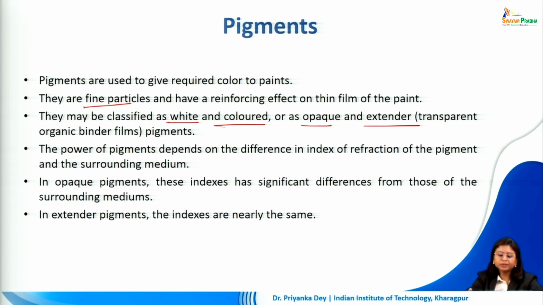The power of the pigment depends on the difference in index of refraction of the pigment and the surrounding medium. So in case of opaque pigments, these indexes have significant difference from those of the surrounding mediums. In case of extender pigments, the indexes are nearly the same, which is exactly why they are providing a transparent organic film. They are not essentially altering the opacity or the color to a great extent.